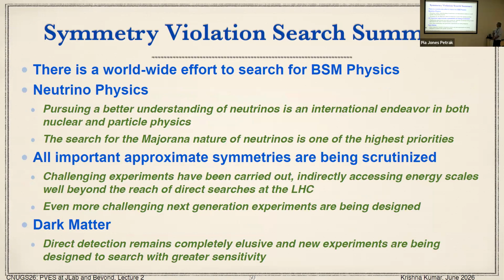There is a worldwide effort to search for BSM physics. Neutrino physics is an important component of that because we believe neutrinos are a good portal to look for new physics. Pursuing a better understanding of neutrinos is an international endeavor. The search for the Majorana nature of neutrinos is one of the highest priorities, for reasons I hope I have convinced you. All approximate symmetries are being scrutinized, challenging experiments are being carried out, indirectly accessing energy scales much higher than colliders. Even more challenging next generation experiments are being designed. Dark matter remains completely elusive, and new experiments are being designed to search with greater sensitivity.